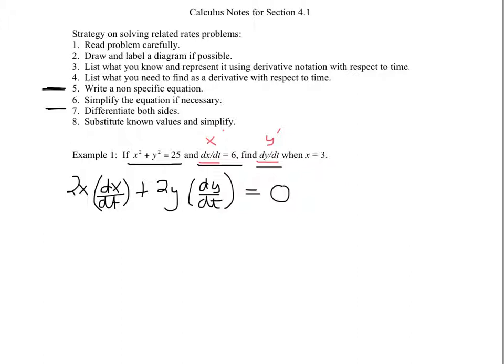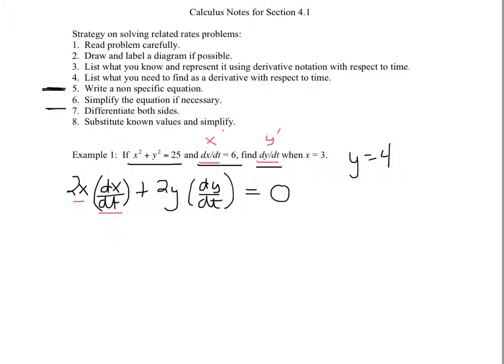All right, now it says for number 8, now that we've done our differentiation, substitute known values and simplify. All right, well, we were given dx/dt. We were told it was 6. We were also given x. And actually, we could find y, because if x is 3, then we know y is 4, because this would be a 3, 4, 5 triangle. 3 squared plus 4 squared equals 5 squared.